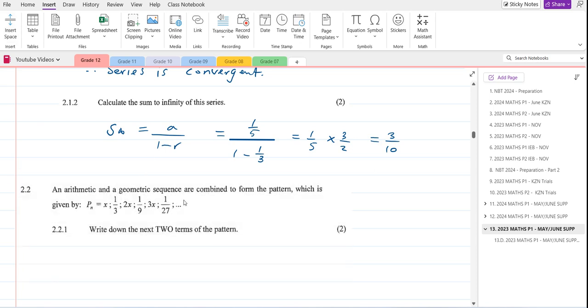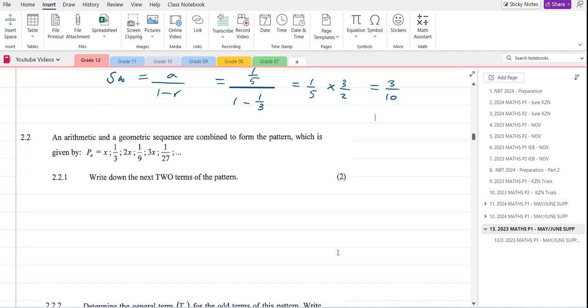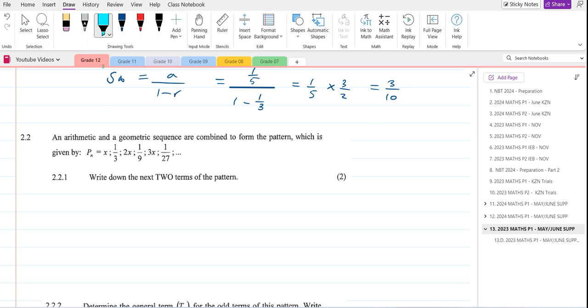An arithmetic and geometric sequence are combined to form a pattern. You can see x, 2x, 3x. We're just adding x each time, so that's an arithmetic sequence. So all the odd terms are arithmetic. All the even terms, 1/3, 1 over 9, are geometric. Write down the next two terms of the pattern. Simple. We have 6 terms here: 1, 2, 3, 4, 5, 6. So P7 is 4x, and P8 is term 8, which is 4x, 1 over 27, then times, you can see we're just multiplying the denominator by 3, so it's going to be 1 over 81. I hope you guys understood that.